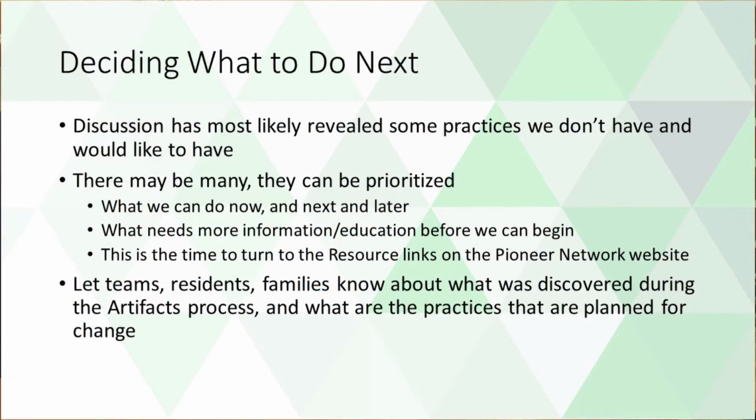So the next step is deciding what to do next. The review has pretty much been completed by the Culture Change Committee, and the discussions that have been had most likely reveal there are some practices on this tool that we don't have and we'd like to have. There may be many. The tool is quite long, but never worry, they can be prioritized into what can we do now? What can we do next? And then what do we save for later? What needs more information or education before we can even begin?